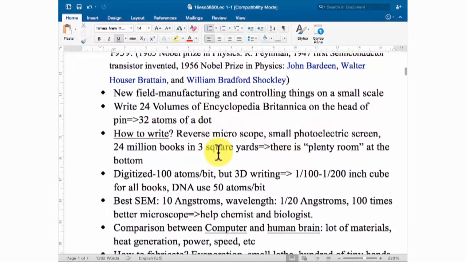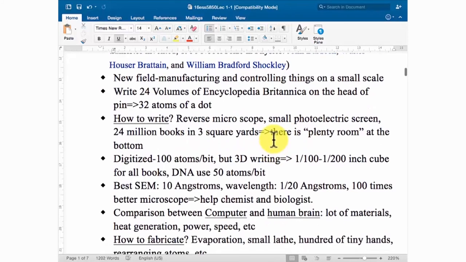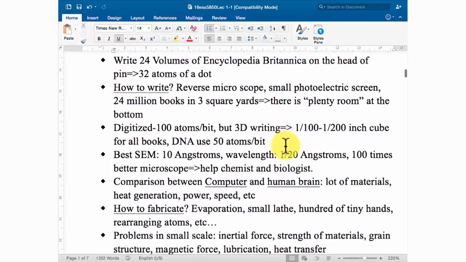If it's possible, it's easy to put 24 million books in a small area, only 3 square yards. One yard is around one meter, so 3 yards is only three meters square. It's not that big. Three meters square is maybe only 1/10 of this room. In that area we can put 24 million books. 24 million books is considered your library. Maybe even your library cannot contain that many books, right? So a whole library can be contained inside this small area. It's possible. That's why he called this talk There's Plenty of Room at the Bottom. In small scale, if we keep shrinking things, it's possible.